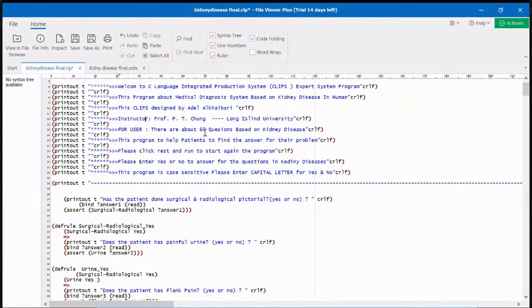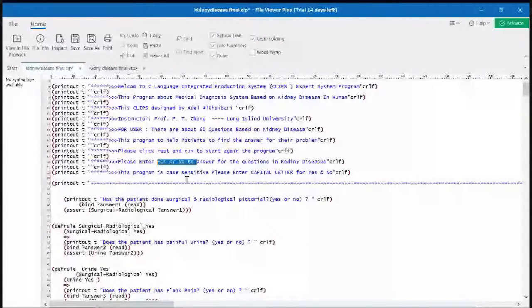There are about 60 questions based on kidney disease. This program helps the patient to find the answer. This is the introduction. Please click stop and run to start the program again. Please enter yes or no, because this depends on yes or no questions. This program is case sensitive, so please enter a capital letter for yes or no.